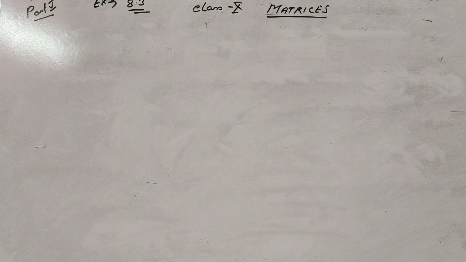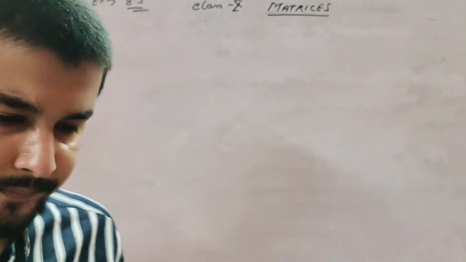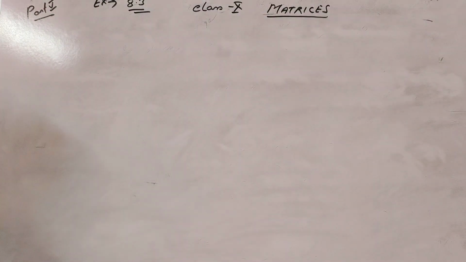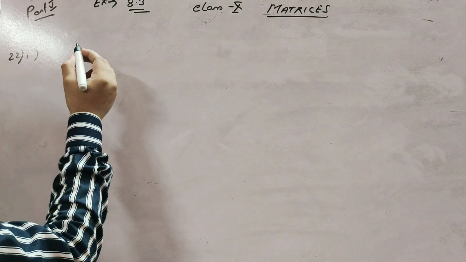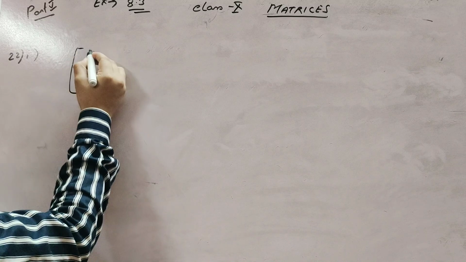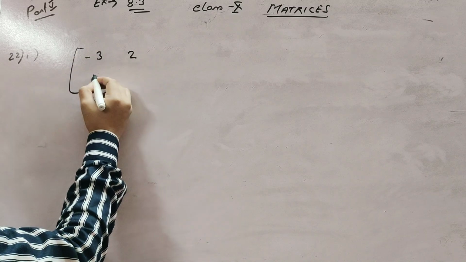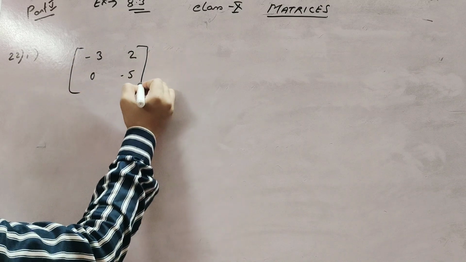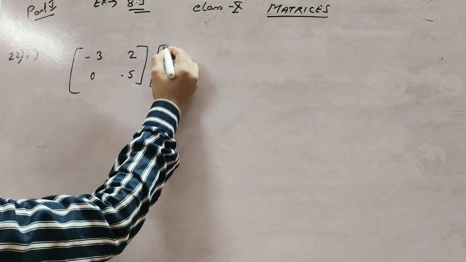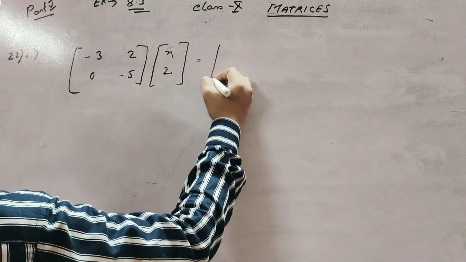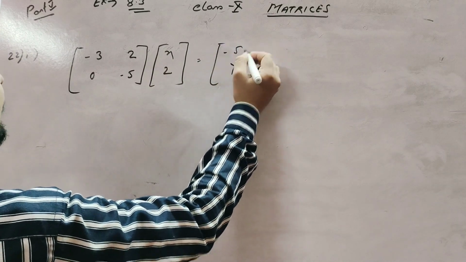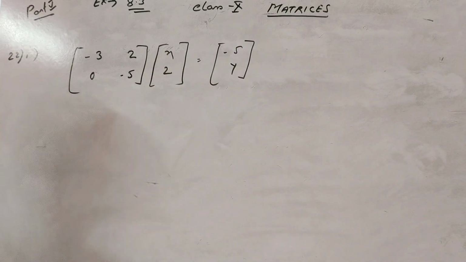Okay. So today we start from question number 22 subpart 1. In question 22 subpart 1, the matrix [-3 2; 0 -5] times [x; 2] equals [-5; y]. Find the value of x and y.